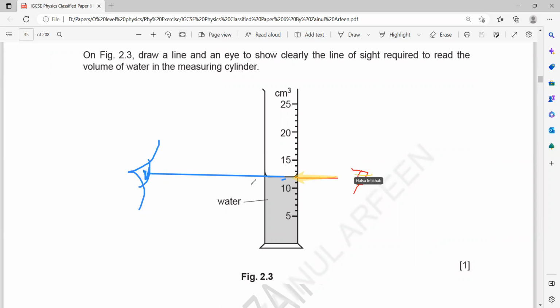A measuring cylinder won't have the scale all around it, only a specific position has a marking. So if the markings are on the right hand side, you should draw the eye on the right hand side. If markings are on the left hand side, draw the eye on the left hand side. In the previous question, why did we draw the eye on the left? Because the markings were on the left. In this question, the markings are on the right. That's why we are drawing on the right hand side.